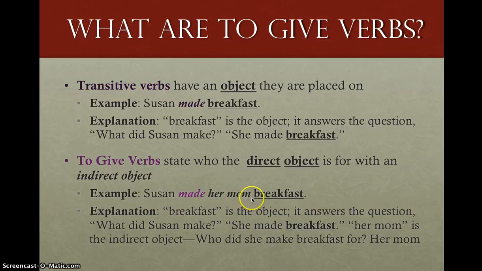Now what we have is that breakfast is the direct object of the verb made. However, the indirect object, the person that it is made for, is her mom. These are types of transitive verbs that have an extra step to them. They're the exact same thing as a transitive verb, but they have one extra step. The direct object is the thing being transferred from the verb. What did Susan make? She made the breakfast. But then the indirect object, this idea that's being introduced right here, is who or what it was made for: her mom. Let's take a look.